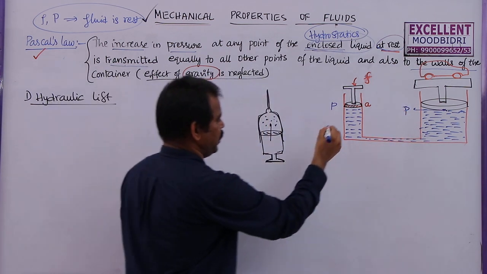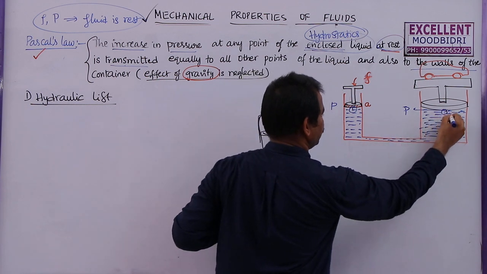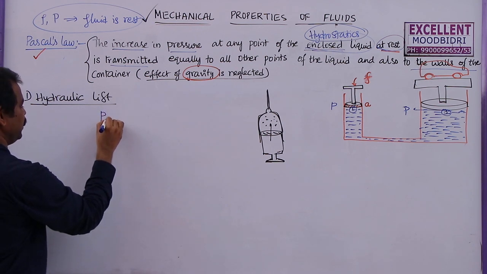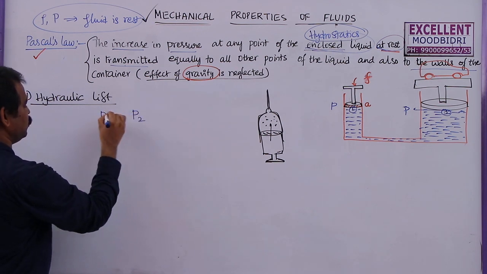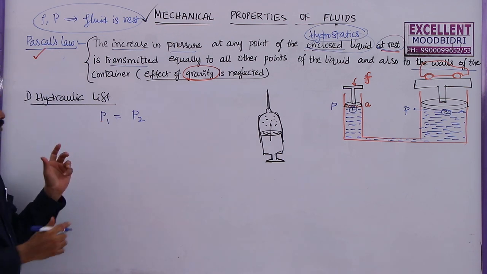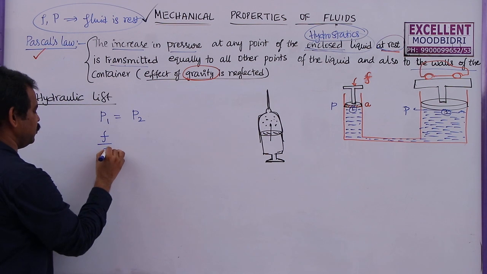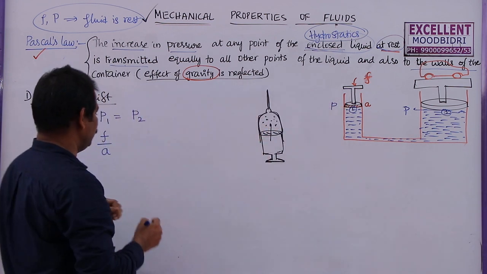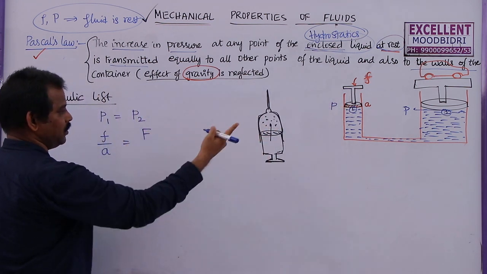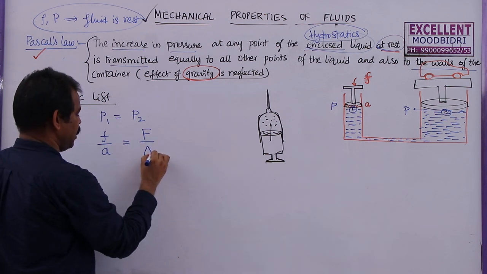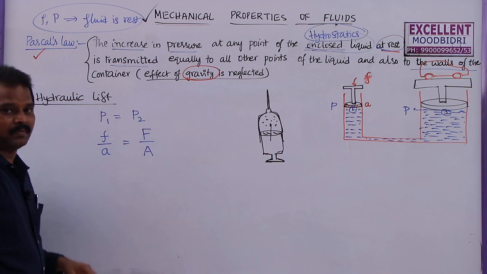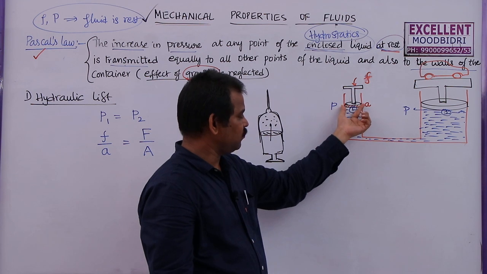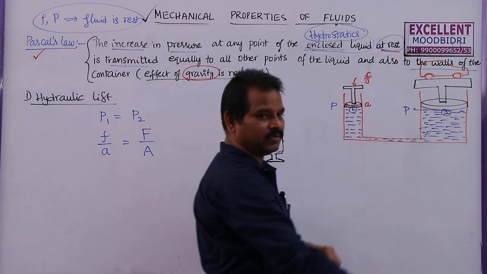Now let me call the point at which the pressure increase is applied point 1, and this other point point 2. According to Pascal's law, the pressure at point 1 will be equal to the pressure at point 2. What is meant by pressure? It is the force exerted per unit area, where A is the cross-sectional area of the first piston. So this must be equal to the force on the second piston divided by the area of the second piston. You can see this diagram. A hydraulic lift is always designed such that the cross-sectional area of the first piston is less, whereas the cross-sectional area of the second piston is more.